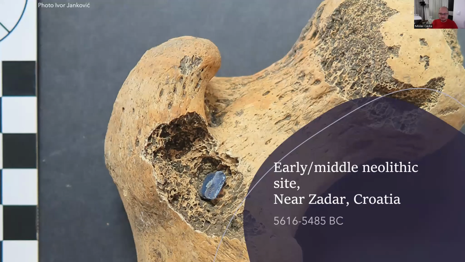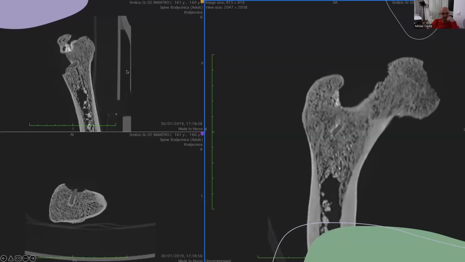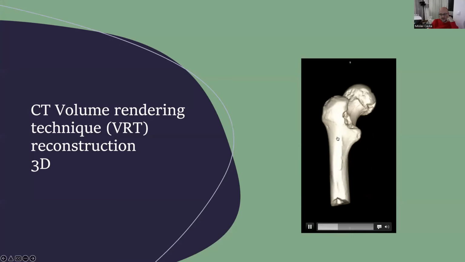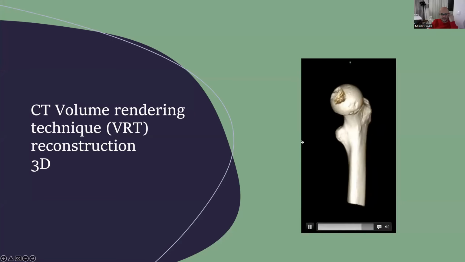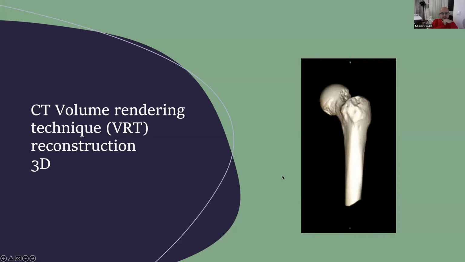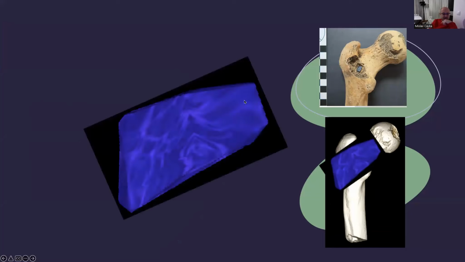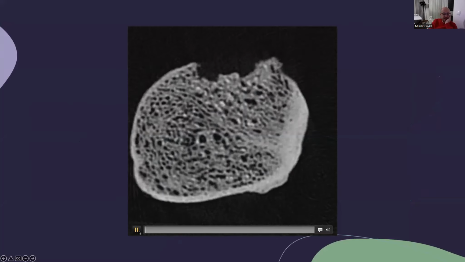Case number 3, it's a femur with the tip of an arrow, which was found in the intertrochanteric area. We can see the first CT that we have made. We can do 3D reconstructions. We have seen some reconstructions before. This is the volume rendering technique, and we can enlarge some elements which were scanned. For example, this is the tip of this arrow of this spear.